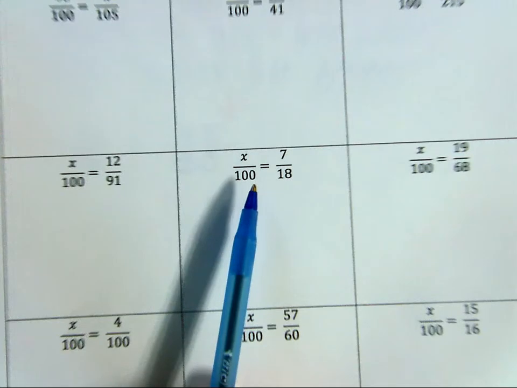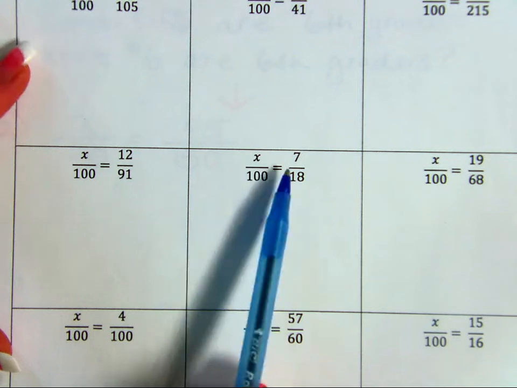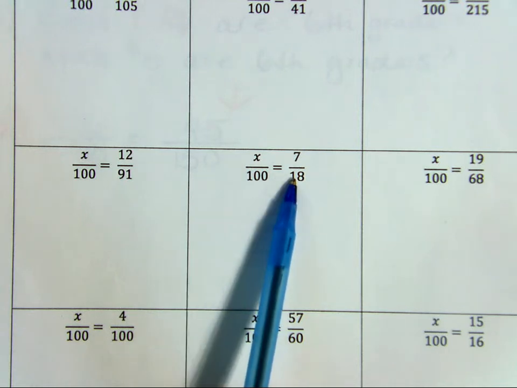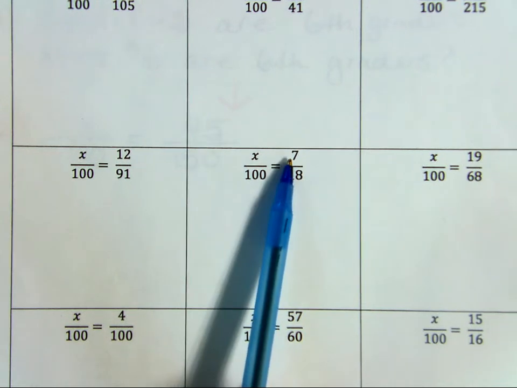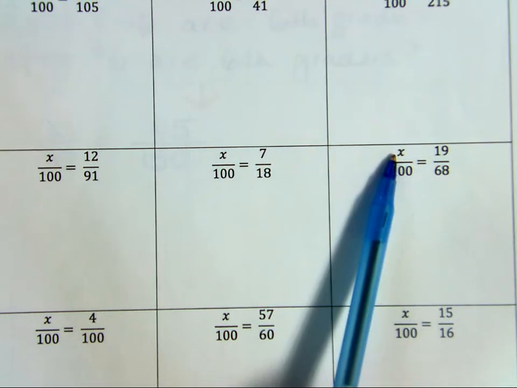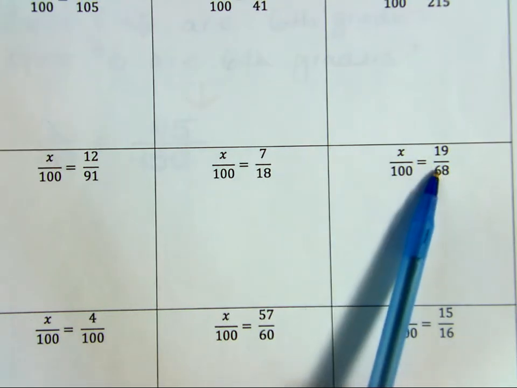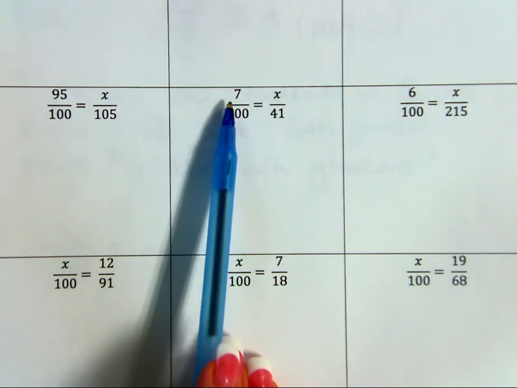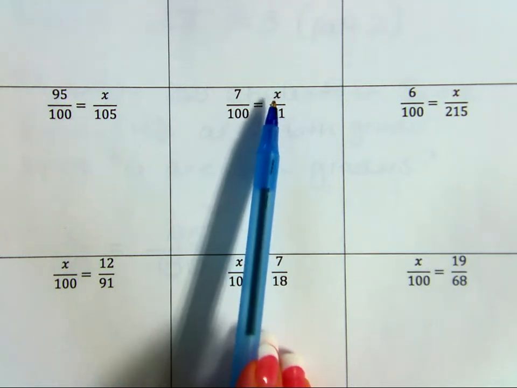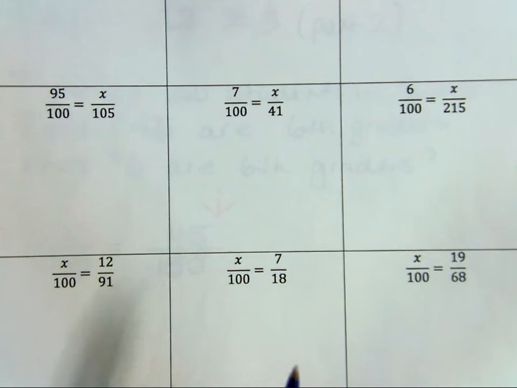Here, this one would be what percent. Watch my finger. What I'm going to do with this or my pen, I'm going to point as I say it. What percent of 18 is 7? Did you follow that? What percent of 68 is 19? How about this one? This time I know the percent. So this time I say, 7% of 41 is what number? Right? Yes? What would this one be?